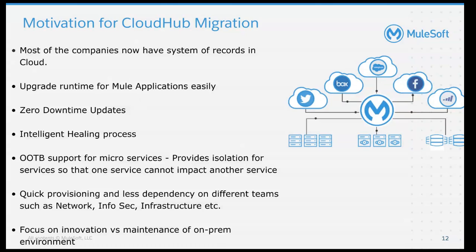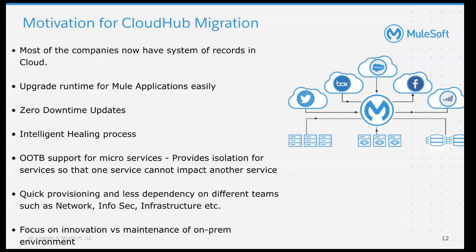Next is the intelligent healing process. If you think about on-prem, if something goes wrong with your JVM, your entire 100 applications or 50 applications that you have deployed on that server go down. Whereas in CloudHub, if there is something wrong with the JVM, you can select a checkbox in Runtime Manager, and you'll get an automatic restart of that particular runtime. CloudHub is intelligent enough to find out if something is not responding, and it will automatically restart that worker.